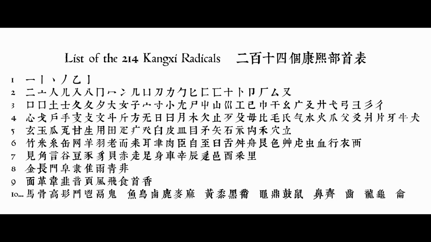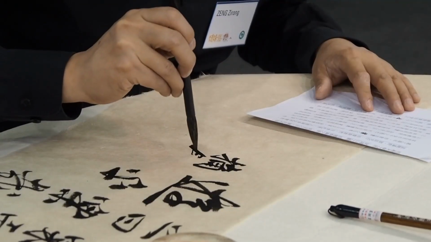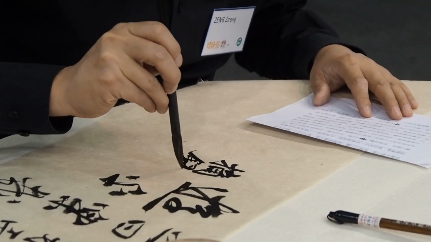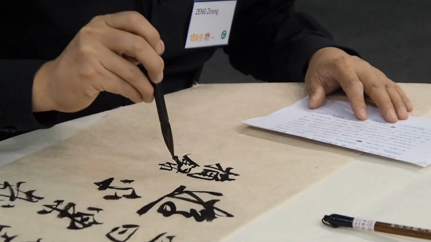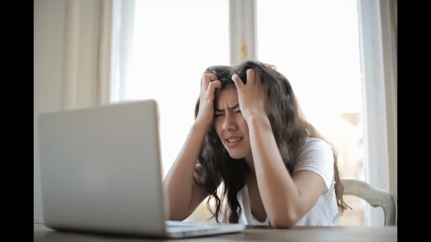The concept of a radical didn't even exist until 1,500 years after the 说文解字 dictionary was first introduced. This means that characters had already been around and studied for thousands of years before radicals were even invented. So in what world does it make sense that radicals are used to understand a character?